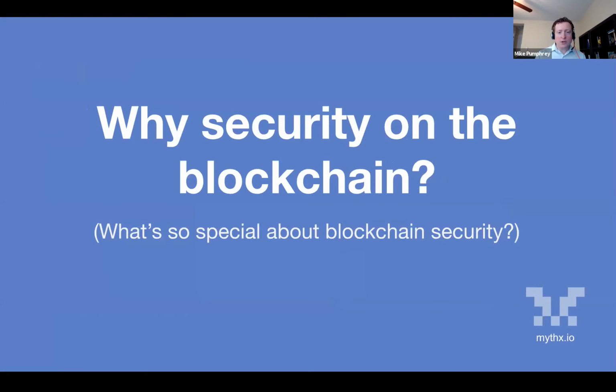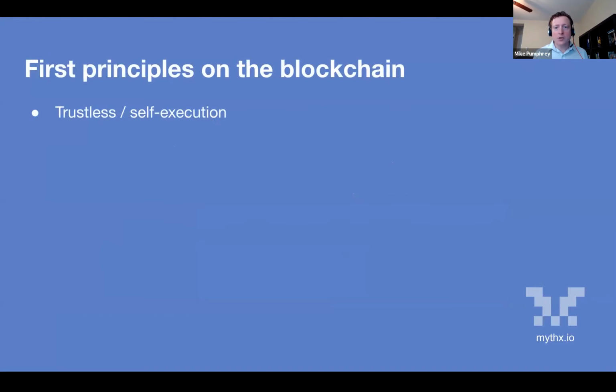So what's so special about security on the blockchain as opposed to any other areas of software? For us to understand that, let's go back and talk about the first principles of blockchain. The first thing we talk about is that the system is trustless and self-executing. You don't need a central authority to bless your ability to interact with the blockchain. You can deploy code as you like.